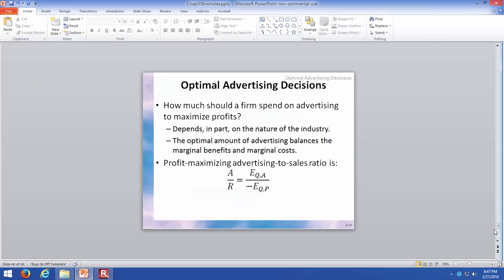And what are the optimal advertising decisions, given that they spend quite a bit of money on advertising? So here it depends upon the nature of the industry, and the optimal amount of advertising balances the marginal benefits and marginal cost. So here the profit maximizing advertising to sales ratio is given by A/R, where A is the advertising expenses and R is the dollar value of sales. So that is given by E_QA, the advertising elasticity of demand, over E_QP, the own price elasticity of demand.